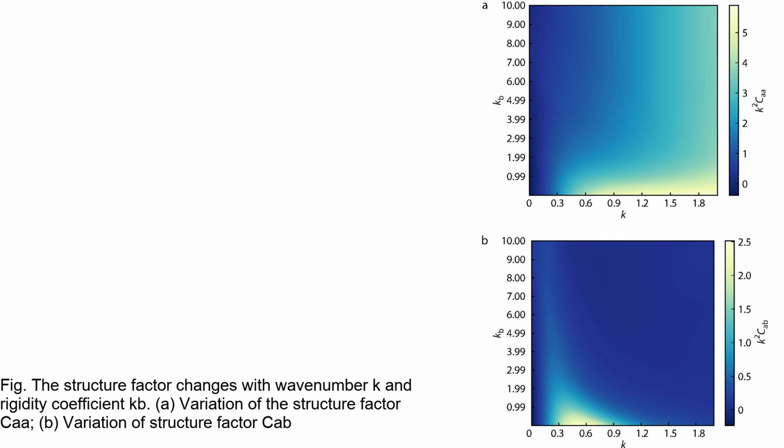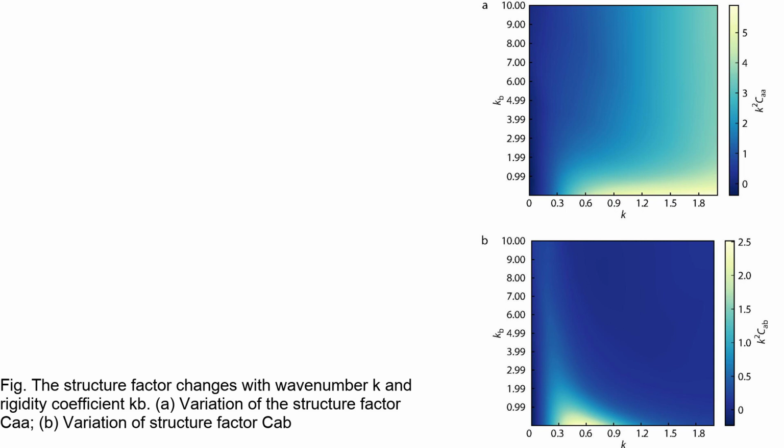In Figure 5a, which represents the structure factor Ca, it can be observed that as k increases, the value of k²Ca also increases. For the same wave number k, as the rigidity coefficient Kb increases, the value of k²Ca decreases. In Figure 5b, which represents the structure factor Cab, it can be seen that the dependence of Cab on k is no longer monotonic. As k increases, the value of k²Cab first increases and then decreases.